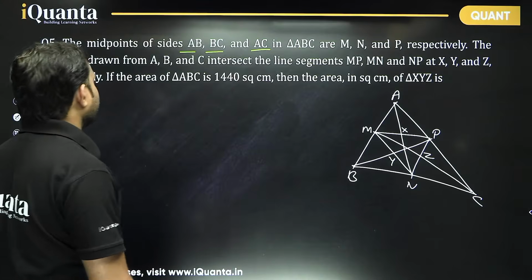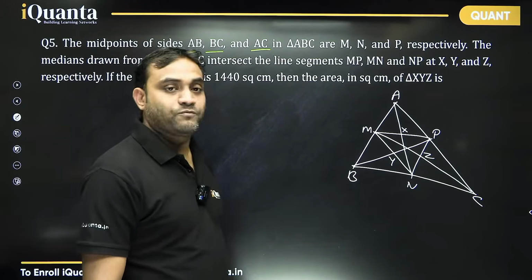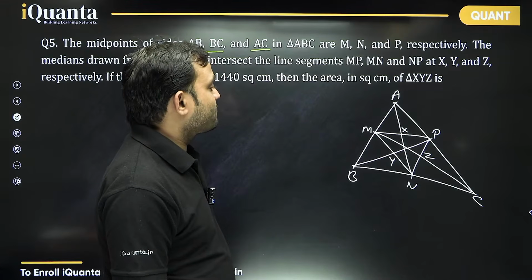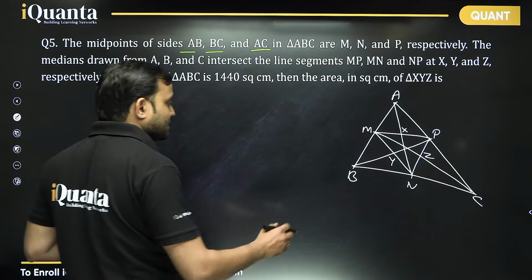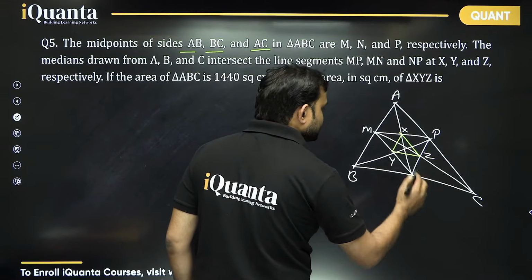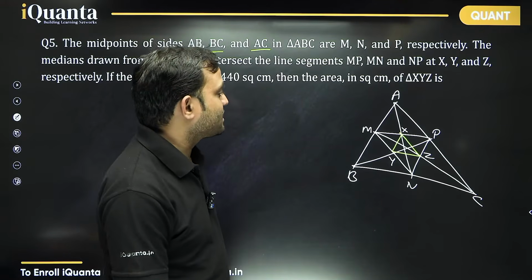It says the area of the triangle ABC is 144 square centimeter. Then the area in square centimeter of XYZ is, so see this XYZ, what is the area of this XYZ? What can we say about XYZ?